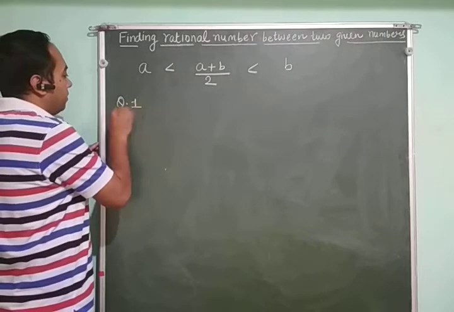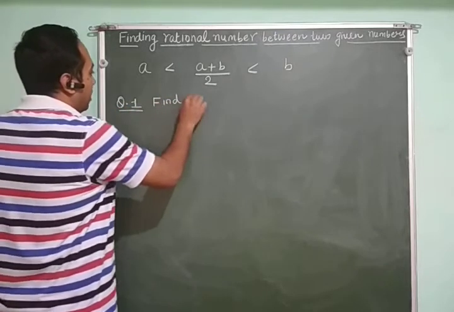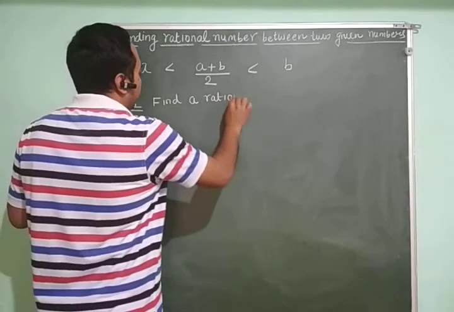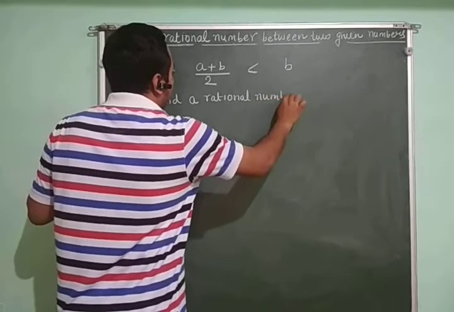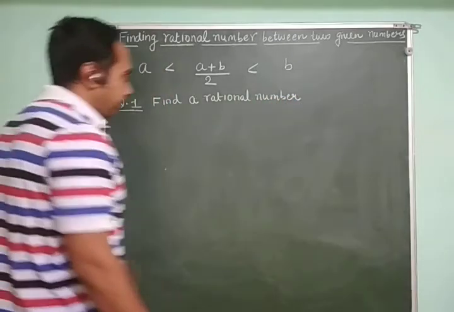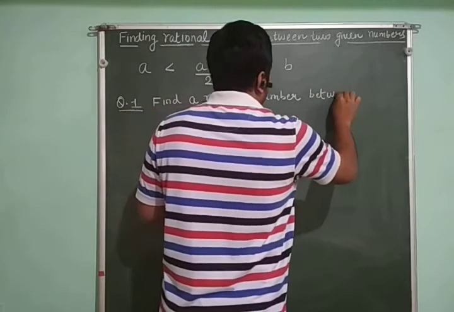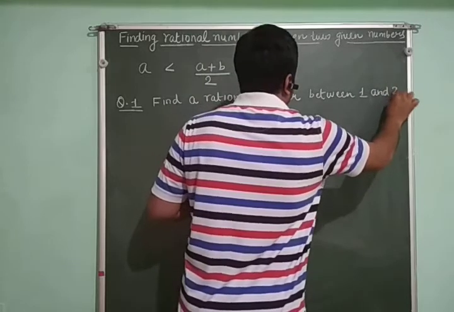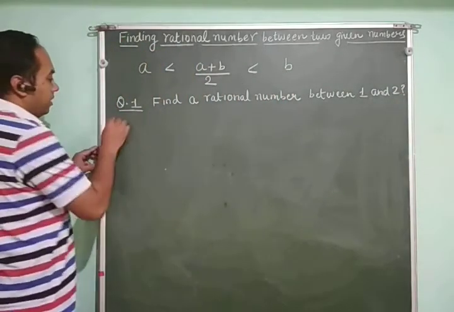Now question number 1. Find a rational number between 1 and 2. So this is a very easy question.